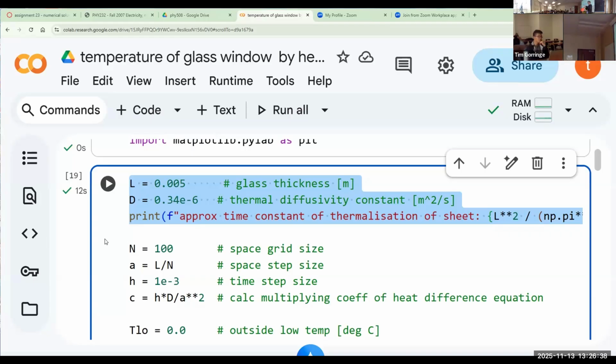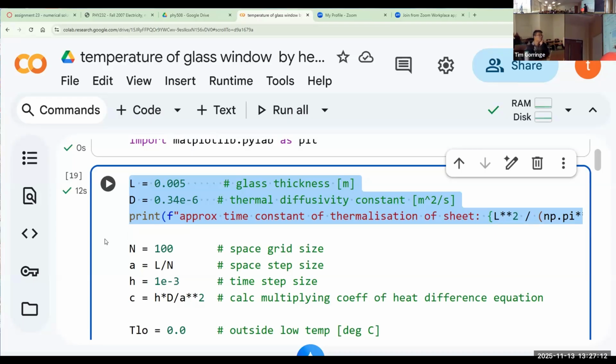So it does give you a little internal picture of what's going on in the glass at a microscopic level. Anyway, we know the thickness of the window. We looked up the diffusivity. We need to discretize space and time. So I happen to pick the thickness of the glass. I'm going to divide it into 100. I thought that's sufficiently fine resolution for the spatial coordinate.